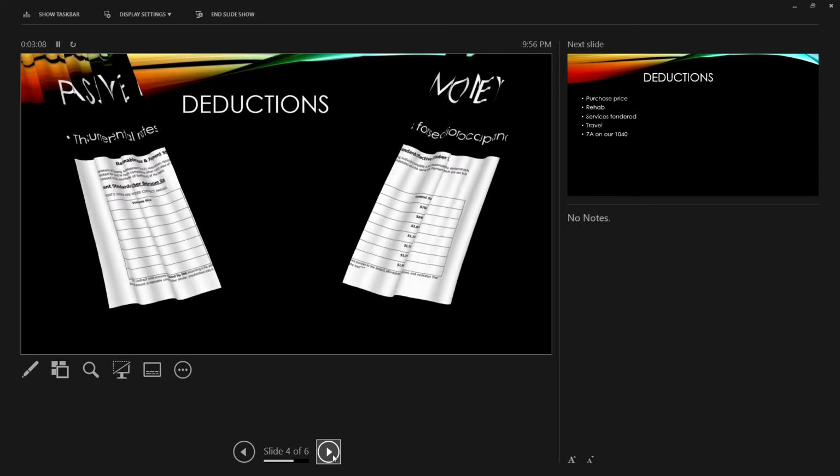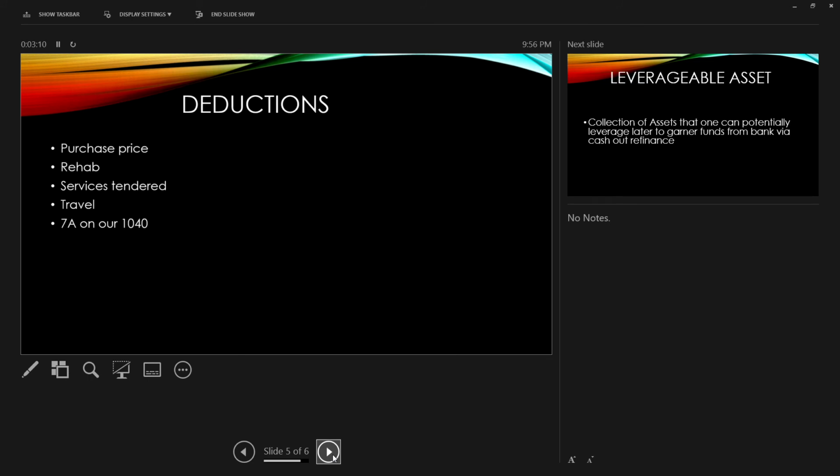Now this is my favorite part. Let's talk about the deductions. Okay, so we've got the purchase price of the home. We've got the rehab cost of the home to get it up and running and in service. You have your services tendered, or your 1099 employees, the contractors, etc. You've got your travel.